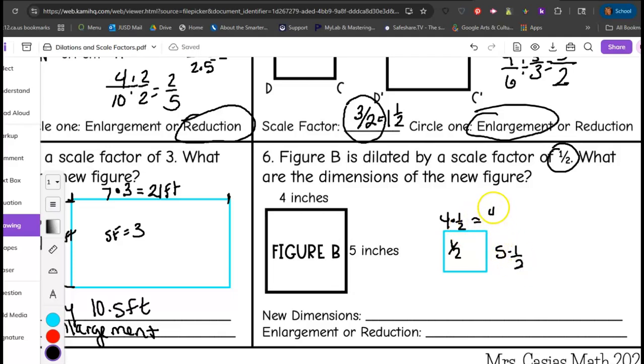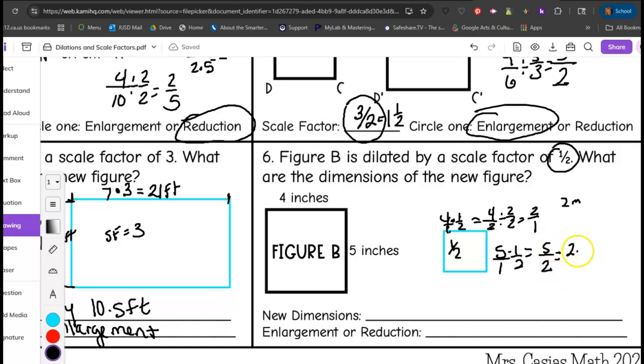4 times 1/2 is 4 over 2 because I put my 4 over 1. 4 times 1 is 4. 1 times 2 is 2. That can be simplified by 2/2, which gives me 2 over 1. So that means that one side is 2 inches. 5 times 1/2, I'm going to put my 5 over 1. I get 5 over 2.